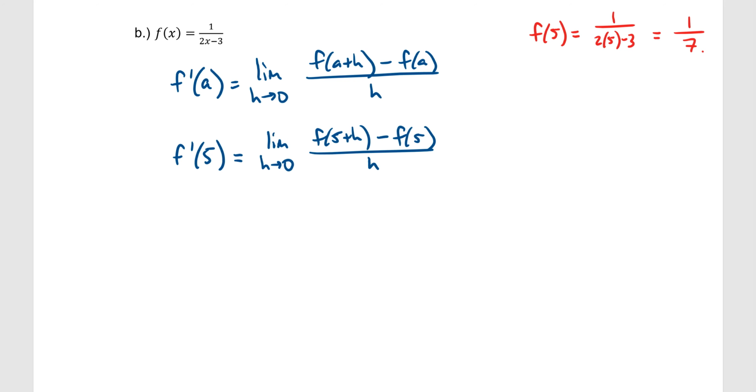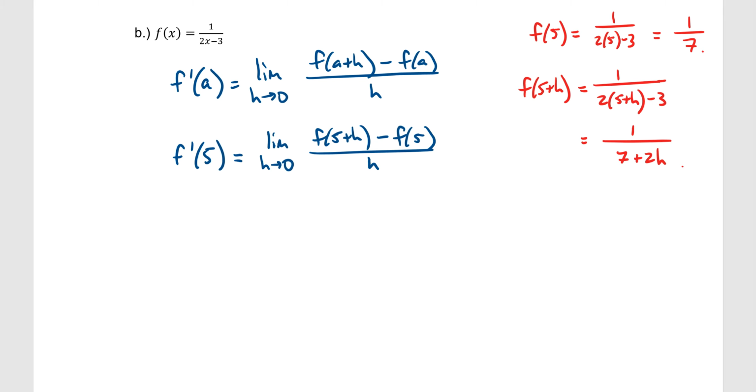And we have f of 5 plus h. We plug that in. That's going to be 1 over 2 times 5 plus h minus 3, so it's a little messier. And let's go ahead and simplify that. I'm just going to do it in one step. Distribute the 2. We get 10 plus 2h minus 3. 10 minus 3 is 7, so 7 plus 2h, or 2h plus 7, whatever you prefer.